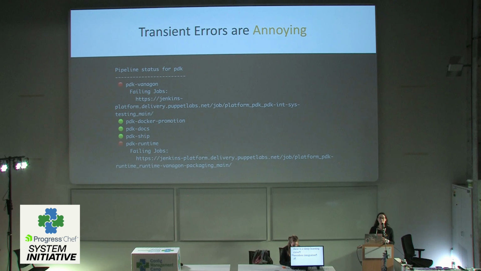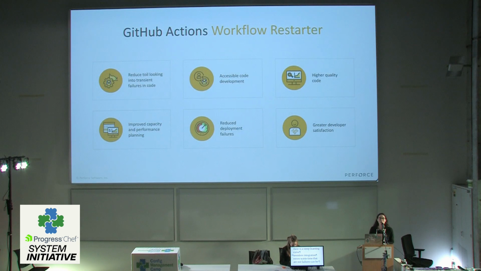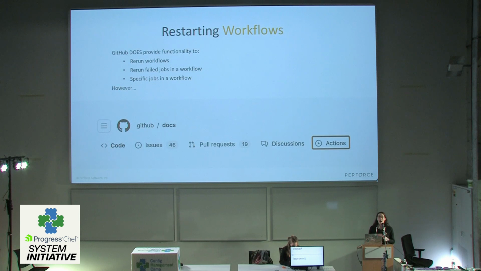They waste time and sometimes these aren't failures, you don't know what they are. It could be due to environment changes and different things like that. But we have now created a workflow restarter to allow you to programmatically restart your workflows inside GitHub. So this reduces toil looking into transient failures in code, higher quality of code, greater developer satisfaction, reduced deployment failures, improved capacity and performance planning.